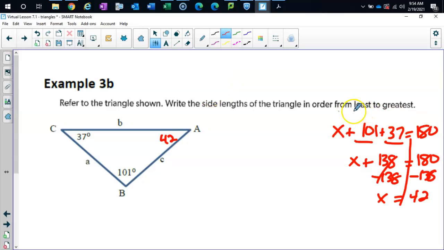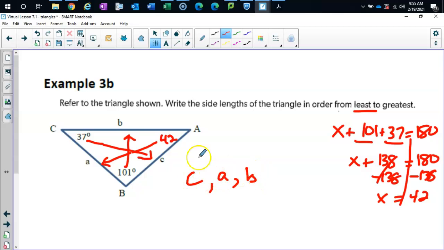So which one is the least? Well, the smallest angle is 37. Go opposite that. C is smallest. 42 is next. Opposite that would be A. And then 101 is the biggest. Opposite that is B. So smallest to largest sides.